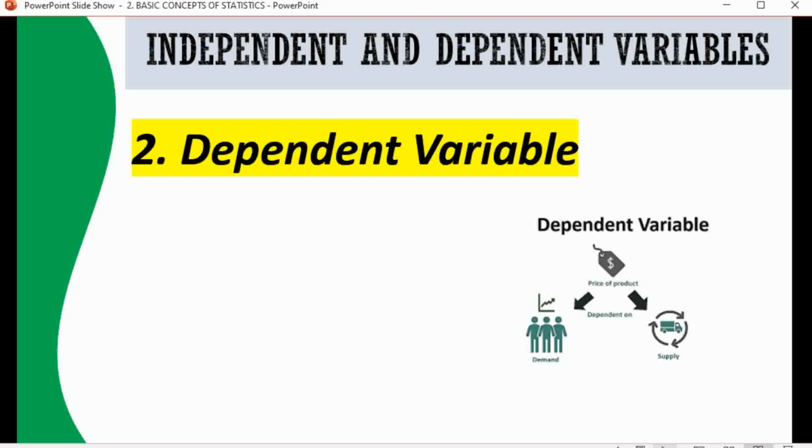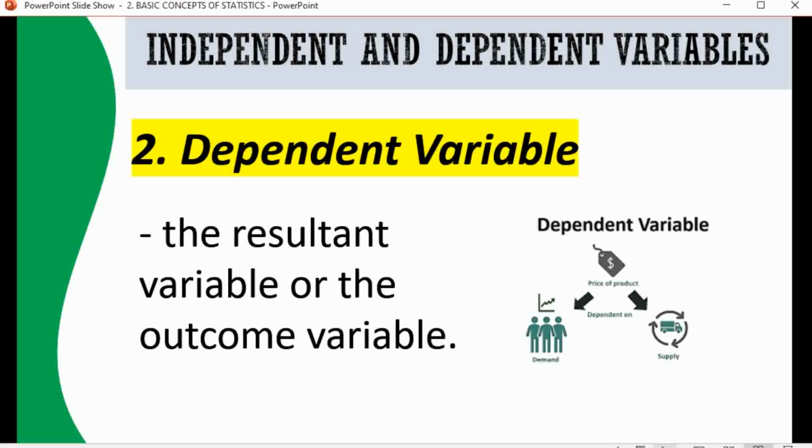Next one is our dependent variable. If you're still referring to the cause and effect relationship, the dependent variable is the effect part of the relationship. So it's the resultant variable or the outcome variable. And that's why it's dependent, because its effect is usually dependent on the amount or the treatment that you receive. So depending on the independent variable, the dependent variable's result varies depending on the inclusion of the independent variable.